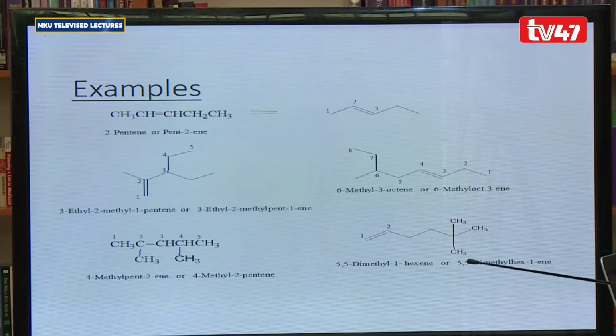So we could look at one more example where we have a double bond again at position 1, but you have 2 methyl groups in a 6-membered carbon chain. So in that case, you count from 1, and the methyl groups are in position 5, 5. So you call it 5,5-dimethyl-1-hexene, or you can call it 5,5-dimethyl hex-1-ene.